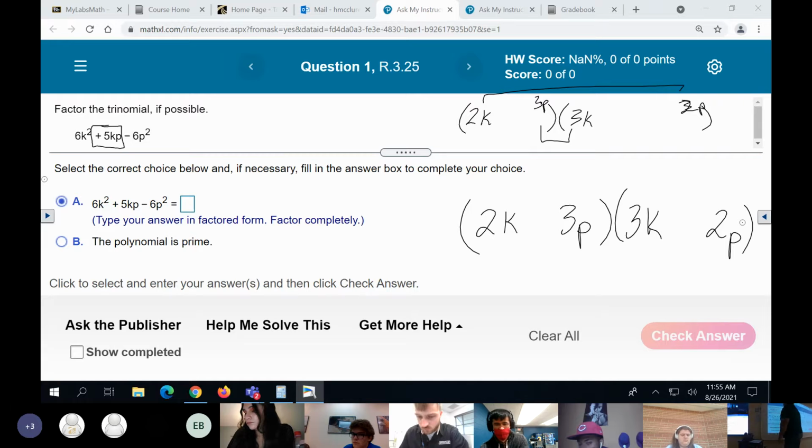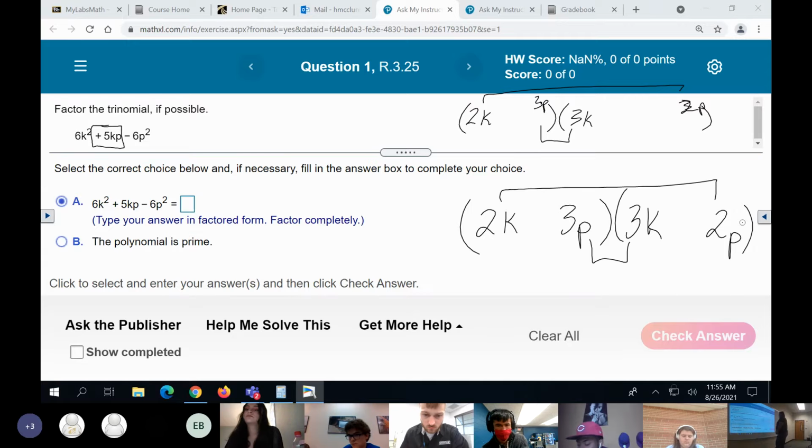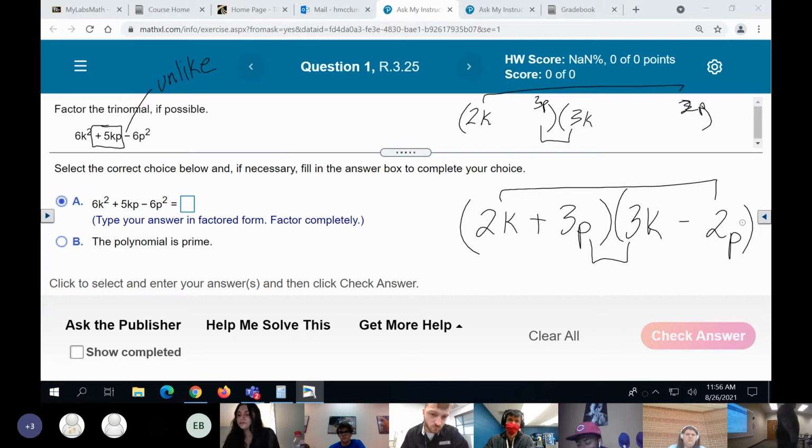Biggest number is positive. So that means what's bigger? 4 or 9? 9. So it's positive. What does this mean? Like or unlike? Negative means unlike, so that's going to be a negative. So that should be your answer.